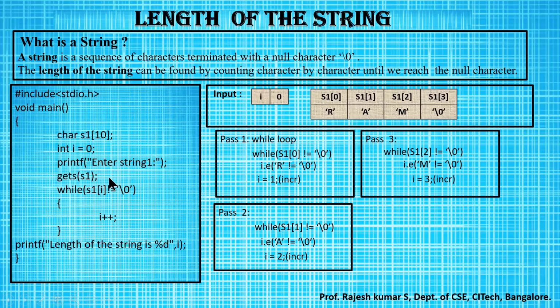Once the I value becomes 3, again I'll loop back and check for the condition. S1 of 3 not equal to null. Is S1 of 3 not equal to null? No, S1 of 3 is equal to null. So the condition becomes false. When the condition becomes false, I will not enter into the while loop. I'll come out of the while loop. I'll come to this particular line.